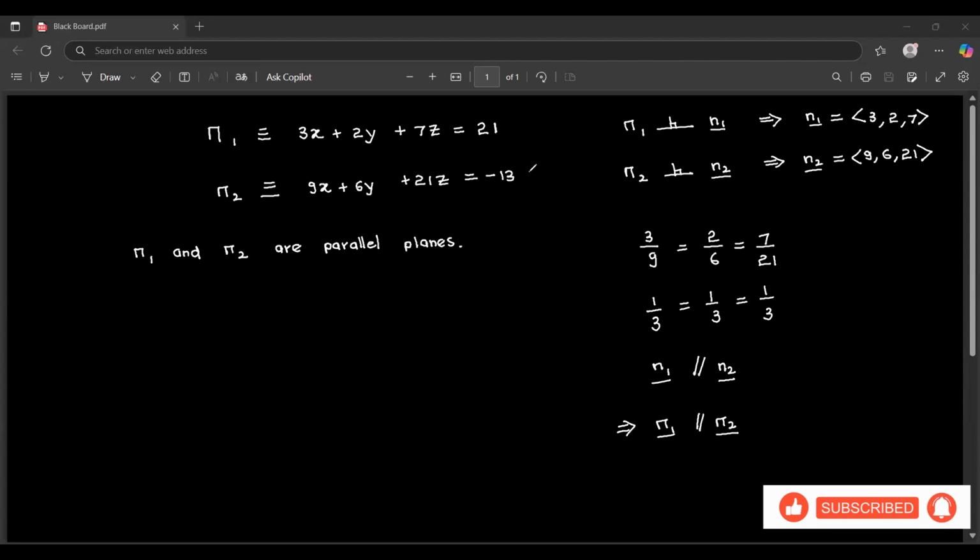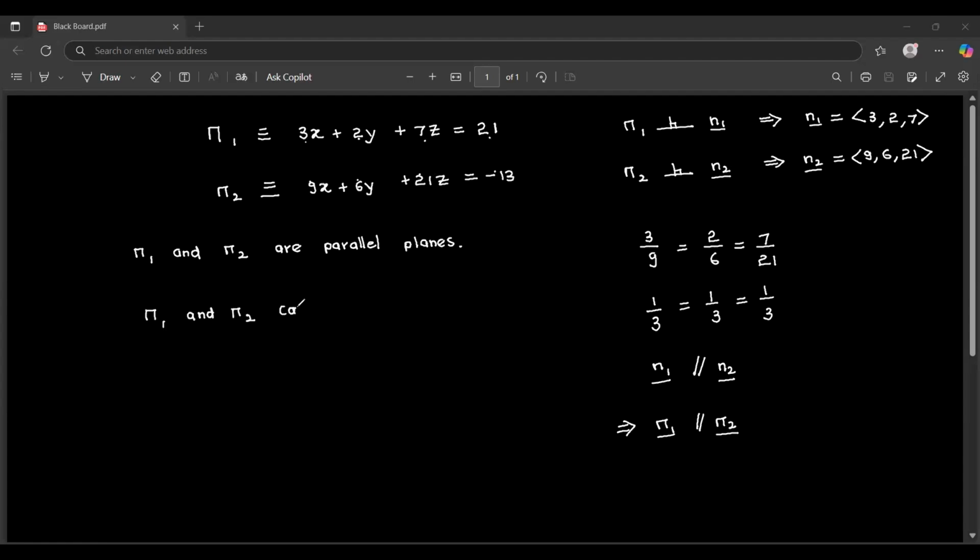So for that, let's check. This one multiplied by 3, 9 we are getting. 2 into 3 we are getting 6. 7 into 21 we are getting 21. But 21 into 3 is 63, but we are getting minus 13. So phi 1 and phi 2 cannot be overlapping planes. This is the basic idea that you have to keep in mind.